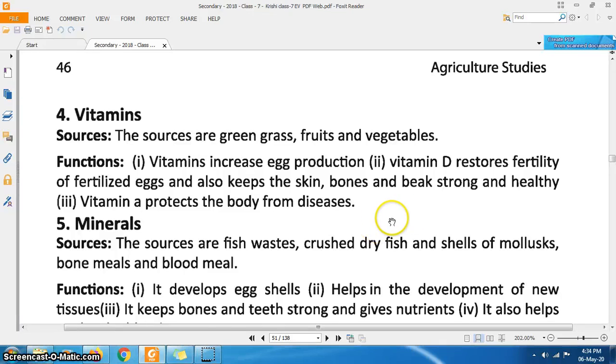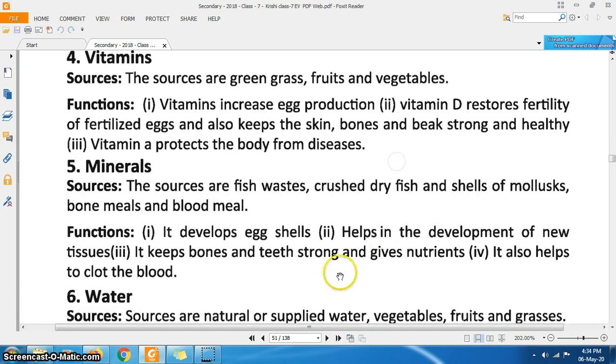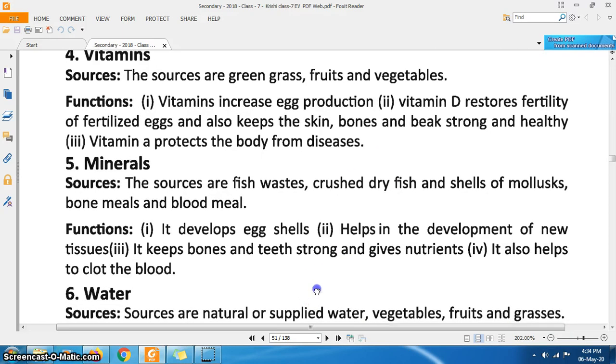Minerals. Sources. The sources are fish wash, crushed dry fish and shells of mollusks, bone meal and blood meal. Functions. It develops egg shells, helps in the development of new tissues. It keeps bones and teeth strong and gives nutrients. It also helps to clot the blood.